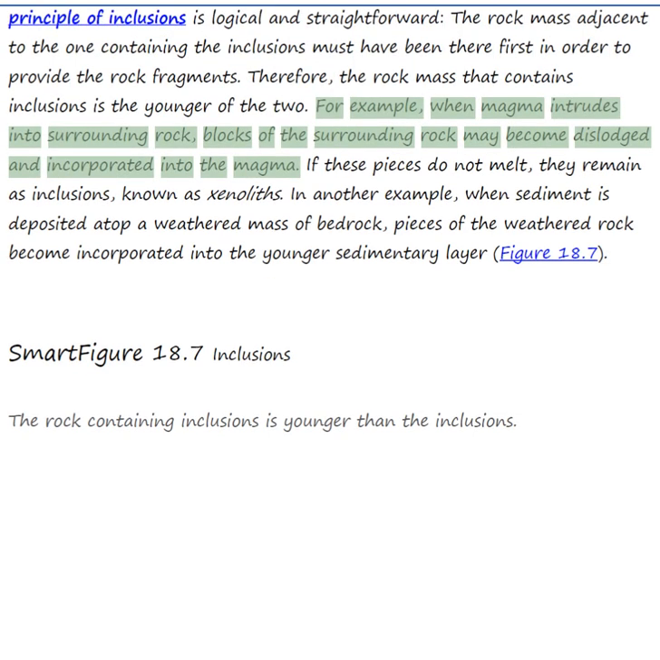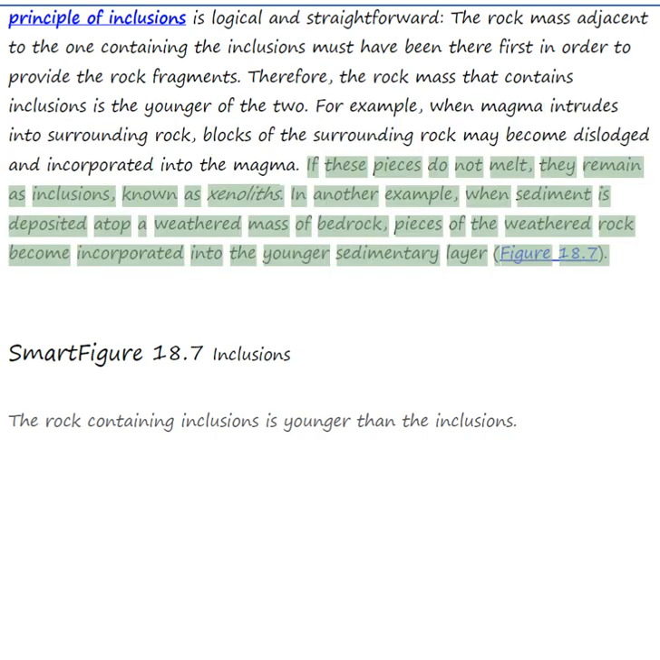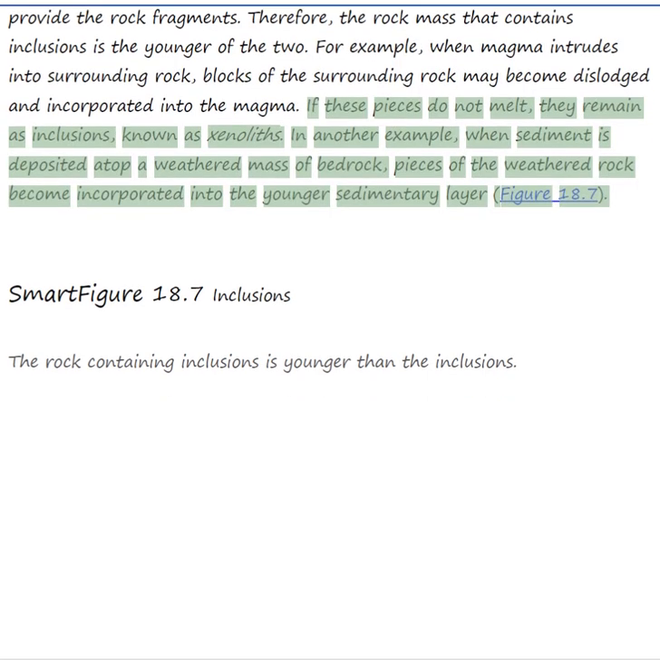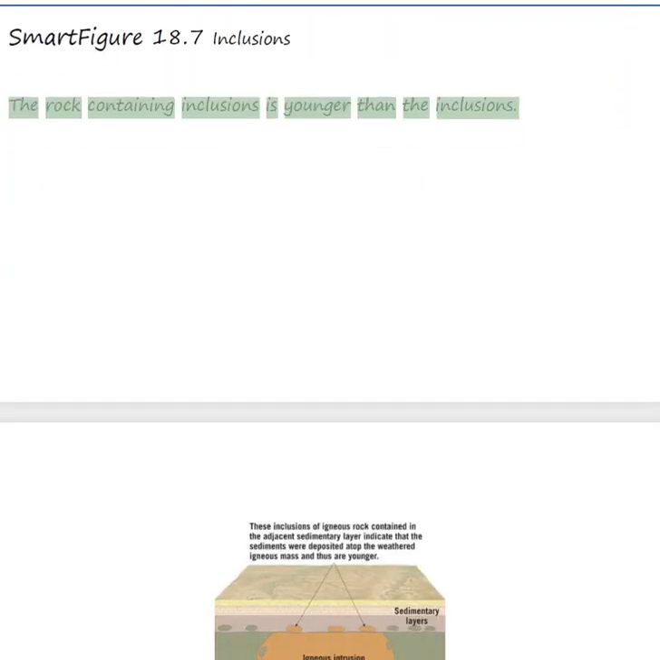For example, when magma intrudes into surrounding rock, blocks of the surrounding rock may become dislodged and incorporated into the magma. If these pieces do not melt, they remain as inclusions, known as xenoliths. In another example, when sediment is deposited atop a weathered mass of bedrock, pieces of the weathered rock become incorporated into the younger sedimentary layer. The rock containing inclusions is younger than the inclusions.